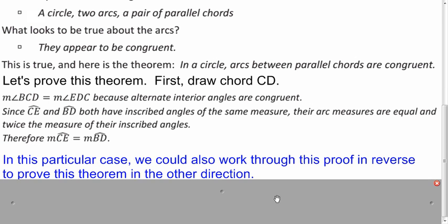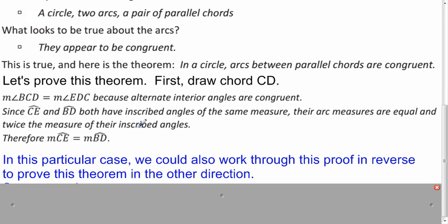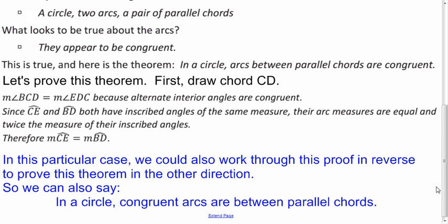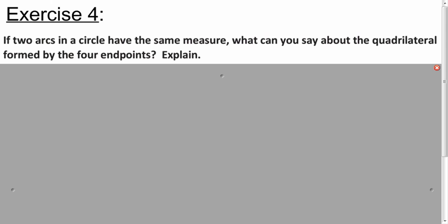And we can't always do this, but we can do all of these steps in the opposite direction. We can prove the converse is true as well. And so if we do that, we can also say that when we have congruent arcs, then they are between parallel chords. So using the previous diagram, I'd like you to try to solve exercise 4. So draw a diagram and see what type of quadrilateral you come up with.